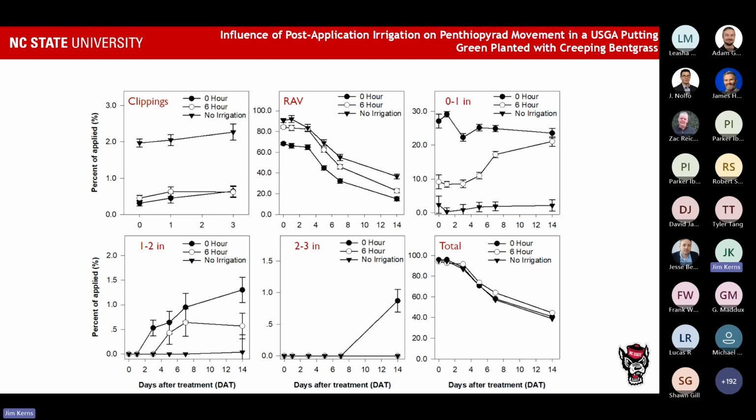Okay, so you see 0 to 1 inch soil, immediate irrigation, drastic difference. But at least watering in that evening is better than doing nothing at all. And once again, very little collected in the 1 to 2 inch. Next to nothing in the 2 to 3 inch. So that, I think, illustrates those fairy rings that are down deeper, why they're challenging.